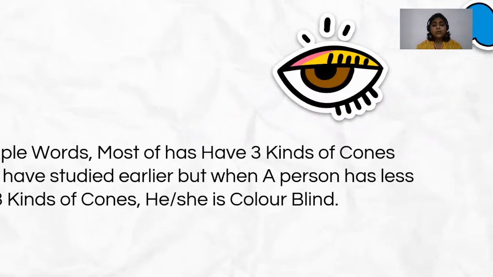In simple words, most of us have three kinds of cones, as we have studied earlier. But when a person has fewer than three kinds of cones, he or she tends to be color blind.